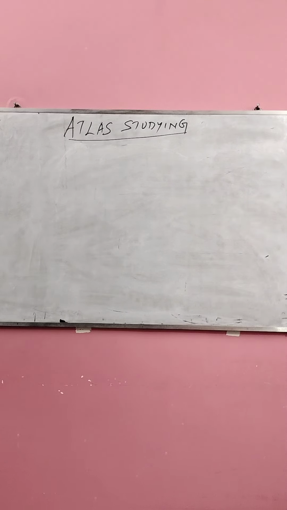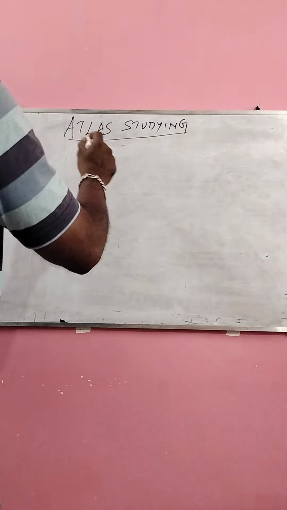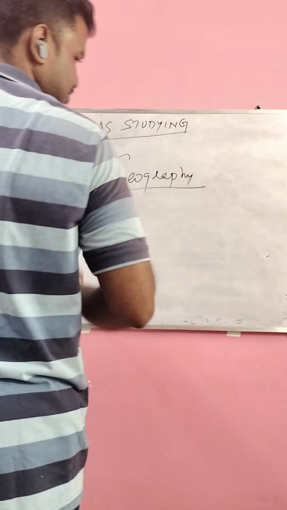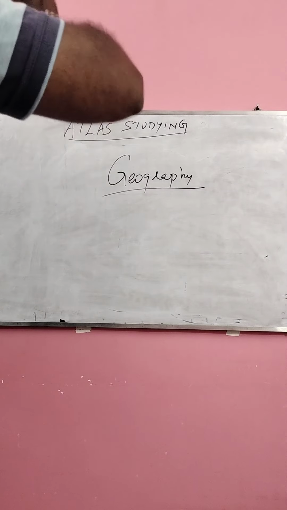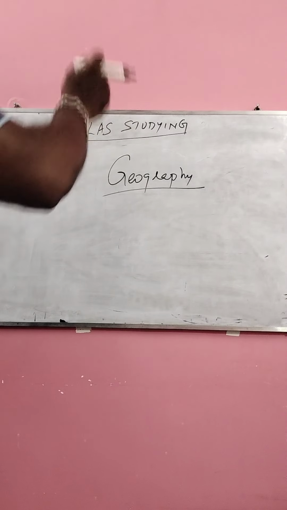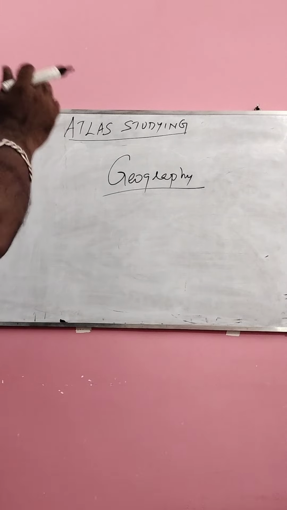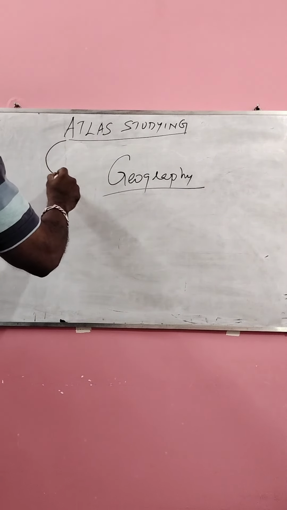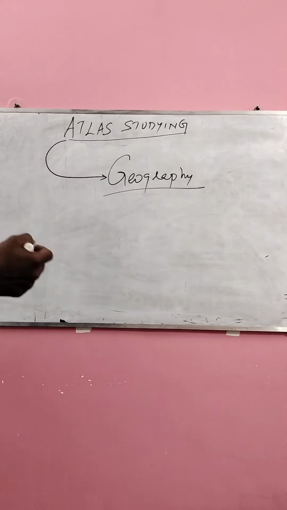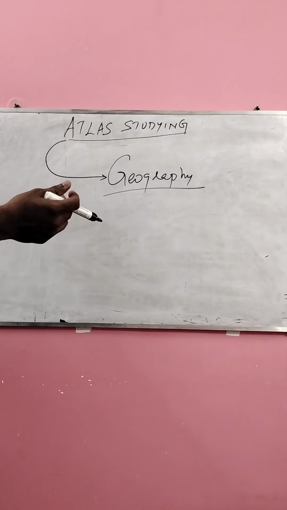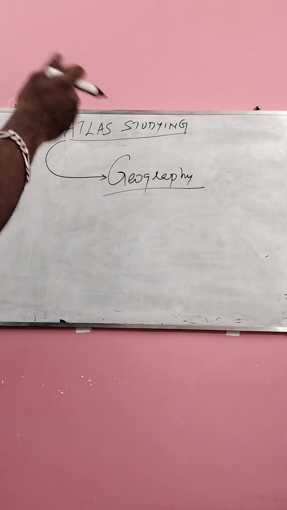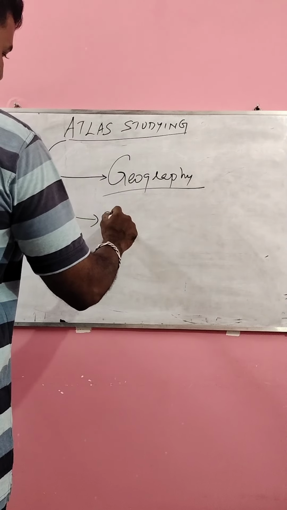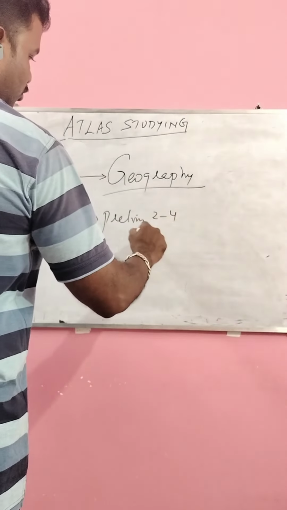Atlas studying is very important for the subject geography. Geography is an important core subject for the civil services examination. Knowledge obtained from geography should be correlated with some other subjects also. So it is a major subject, core subject. Atlas studying is necessary for geography. Each year you can expect around 2 to 4 questions in prelims examination based on atlas in subject geography. 2 to 4 questions each year.